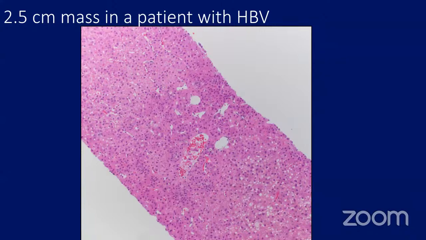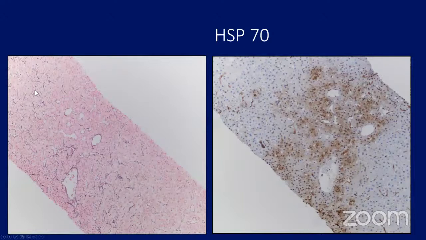This is a 2.5 centimeter mass in a patient with hepatitis B virus. This patient did not have cirrhosis. Again, you can see there is higher N:C ratio and some attempt at pseudogland formation. So architecturally it's off, and then there is high N:C ratio. And this is a reticulin stain. The reticulin stain shows diffuse loss of reticulin, it's not just focal, almost every plate is thickened. And this is a heat shock protein, and this is positive, as was the glutamine synthetase, which was diffusely positive. So this is a well-differentiated hepatocellular carcinoma.